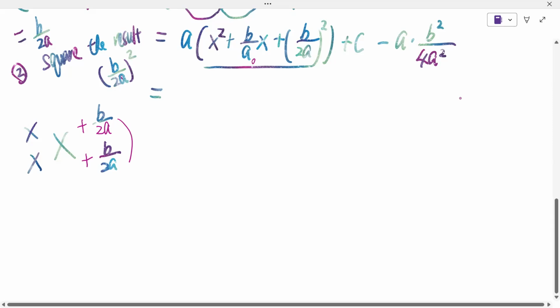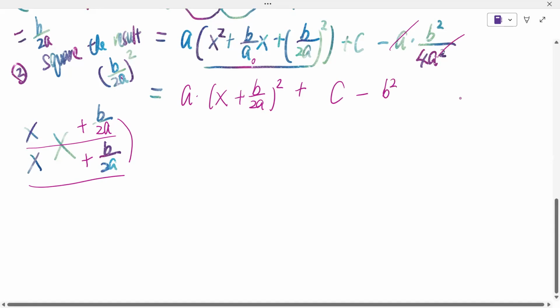So basically we have a perfect square. So it's a times (x plus b over 2a) squared. And on the outside, c minus, and then the a gets canceled. Drop the power exponent here, so we get b squared over 4a.